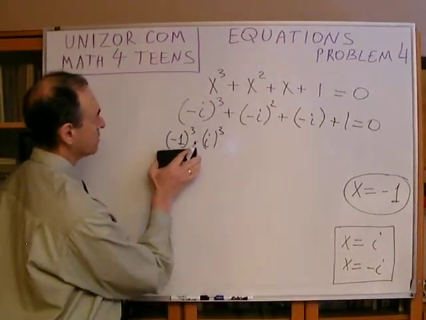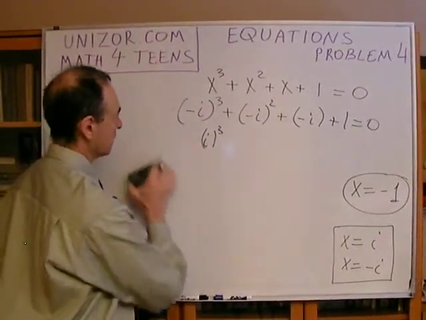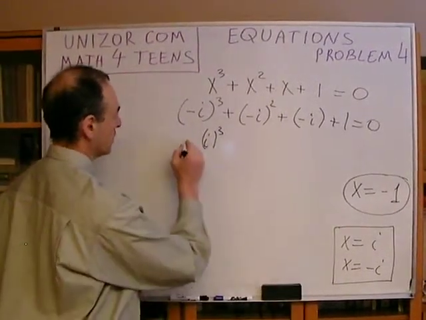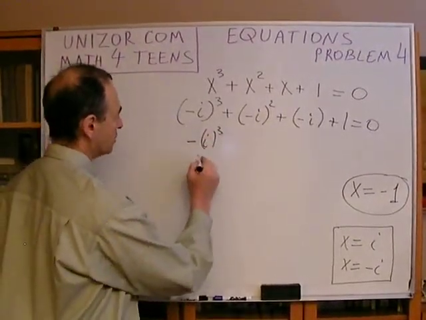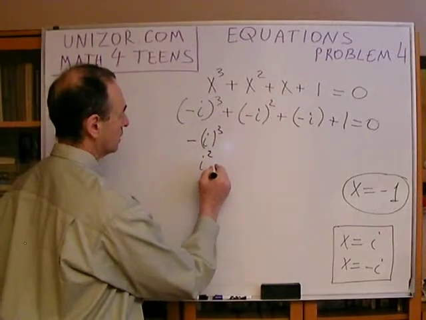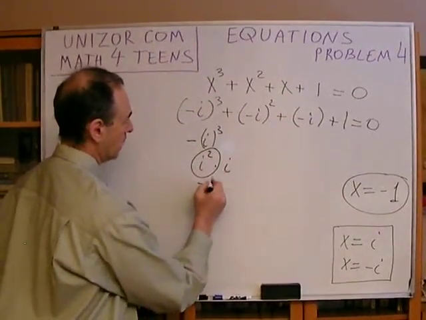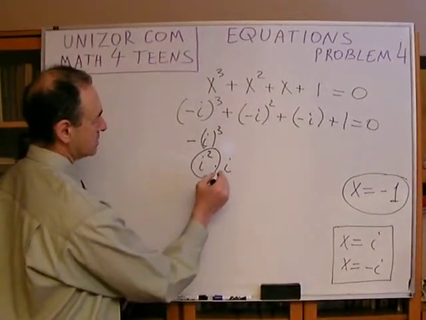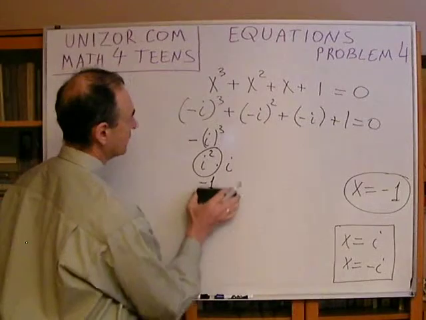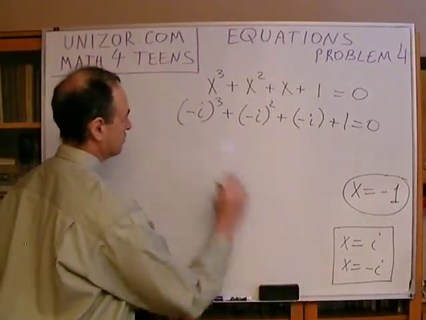Now, minus 1 to the third power gives you minus 1 times minus 1 times minus 1, which is minus 1. And i cubed is actually i squared times i. Now, i squared, as we know, is minus 1. This minus and this minus and this i will give us just plain i.